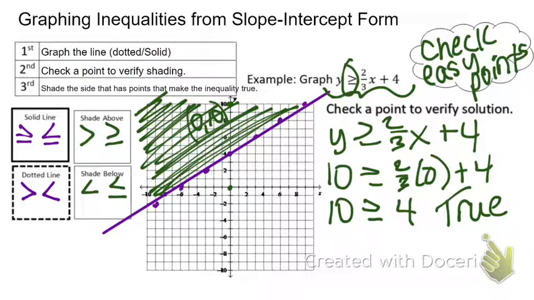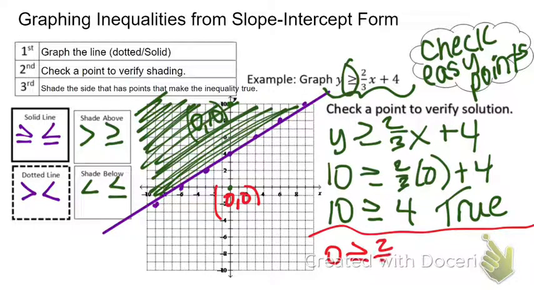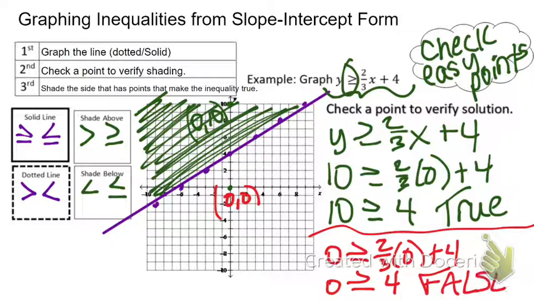Let's say that I had picked 0, 0, just to see what that looks like. If I had replaced y and x with 0 for each of them, then I would end up with this statement here, which says 0 is greater than or equal to 4. Well, that is a false statement. 0 is not greater than 4. And that's why we wouldn't shade the side where 0, 0 is located, because it's not a solution.